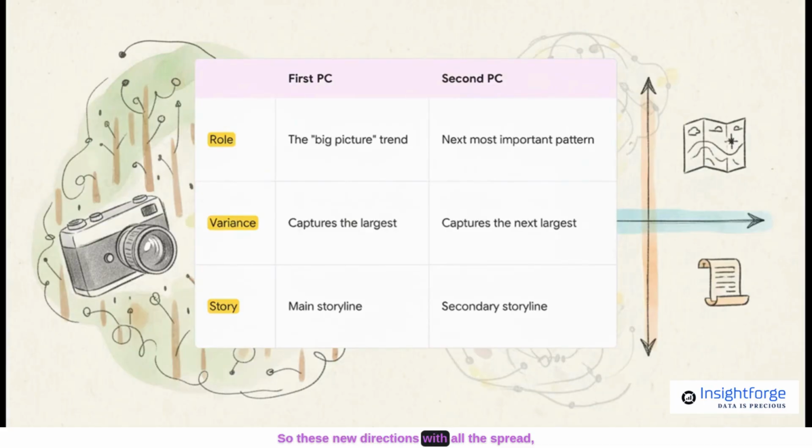So these new directions with all the spread, those are our principal components. The very first one, which we call PC1, that's the big one. It represents the big picture trend. It's the single direction that captures the most possible variation in the data. Then you have PC2, which finds the next biggest trend. But here's the cool part. It's totally independent of the first one. And what's really amazing is that a lot of the time, just these first two components are enough to give you a surprisingly clear map of your data.